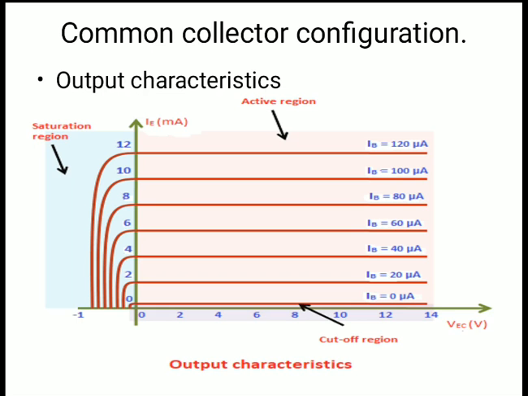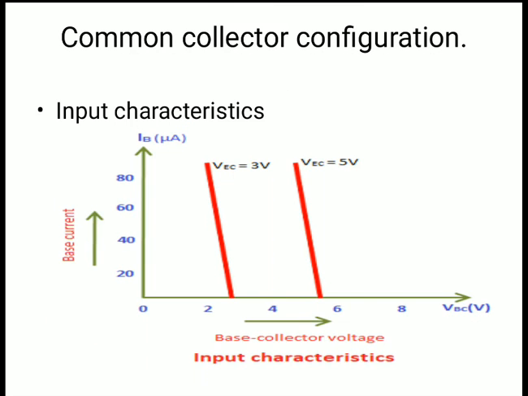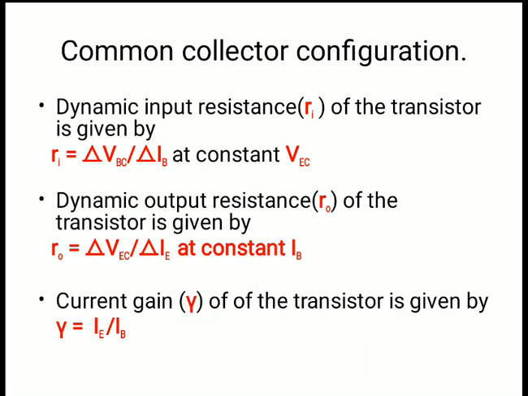So what is the output current here? IE is the output current. And what is the input current? IB is the input current. So what we are getting is IE upon IB.